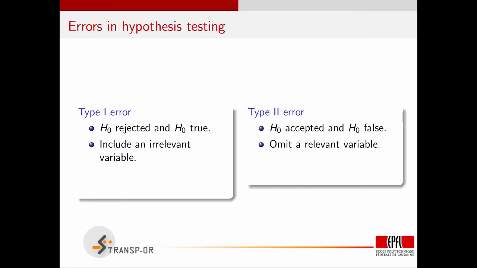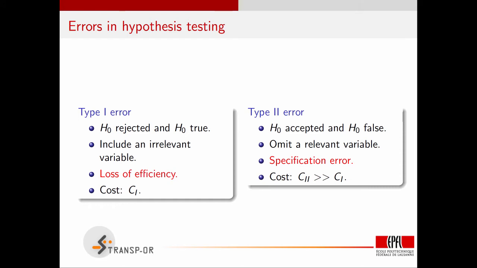The consequences of the errors are different. If we include an irrelevant variable, we lose efficiency. It means that the estimates have a larger variance. If we omit a relevant variable, we obtain a specification error, and the potential damage is much bigger. So in terms of damage or cost, we will denote by C1 the cost of making a type 1 error, and by C2 the cost of making a type 2 error. And in the context of specification testing, the cost of a type 2 error is much bigger than the cost of a type 1 error.